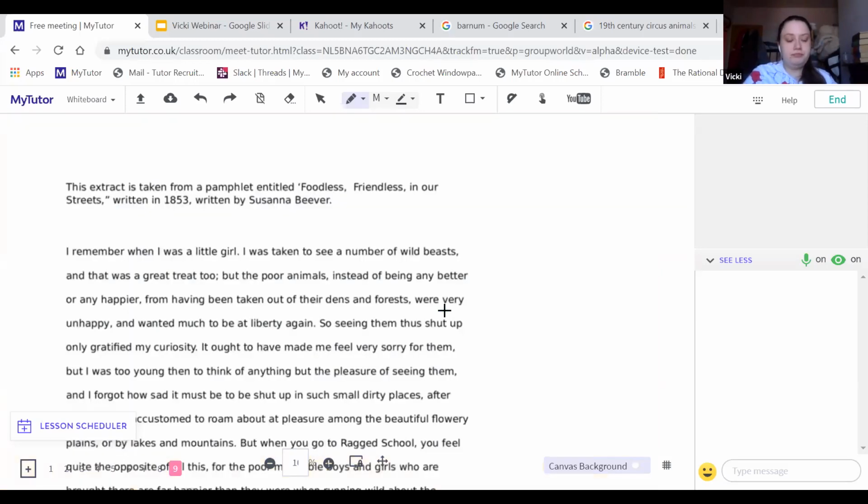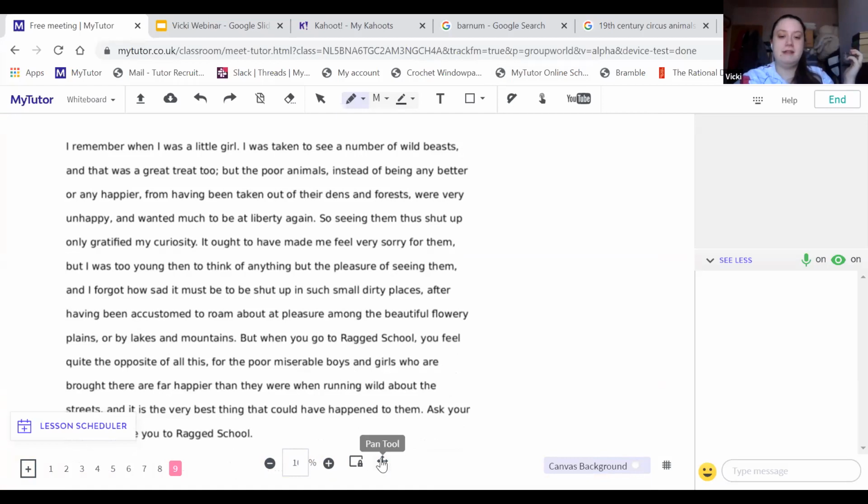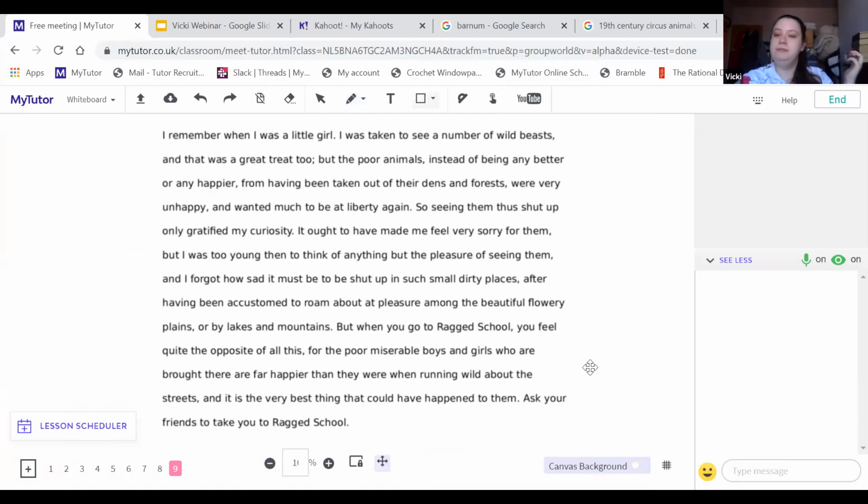Right, so this is taken from a pamphlet entitled Foodless, Friendless in Our Streets, written in 1853 by a lady called Susanna Beaver, which I think is an absolutely fantastic name. Right, so let's move that over here.